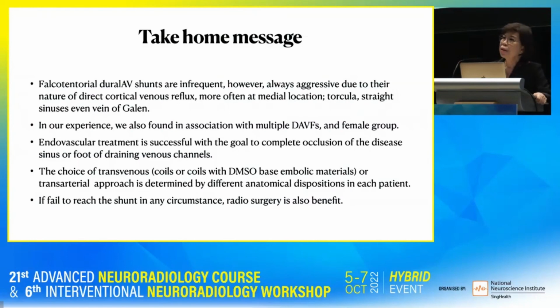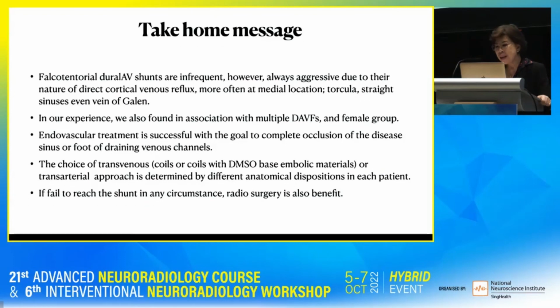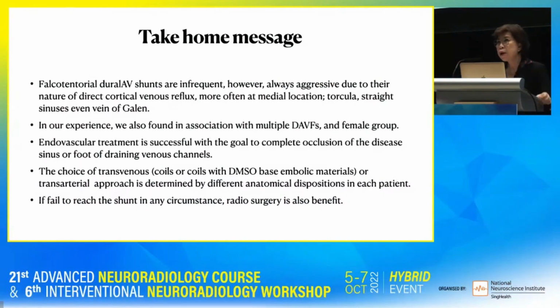So lastly, my take-home message is that falcotentorial shunts are infrequent, however, almost every paper says that they are always aggressive. Remember from the very first part of my talk, that is because of their nature. They are in close contact with the dura, so they have direct cortical venous reflux. And according to the three locations, the medial location, tortuous sinus, or even vein of Galen is the most common finding.